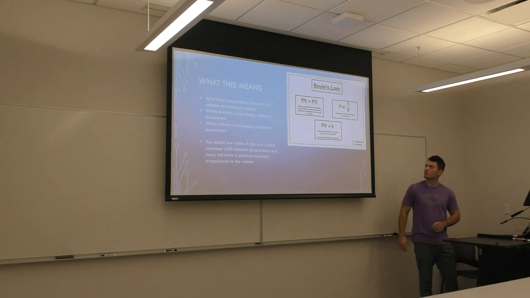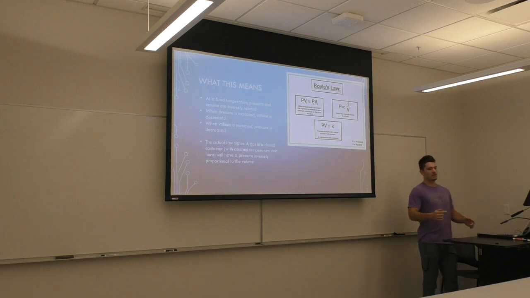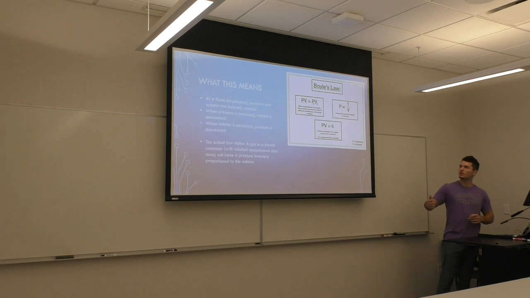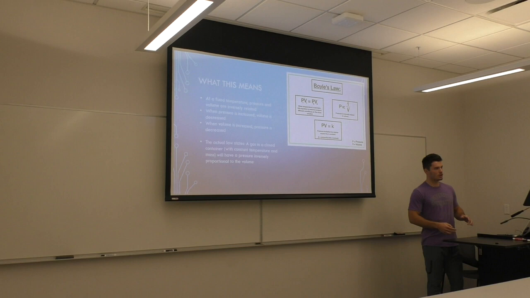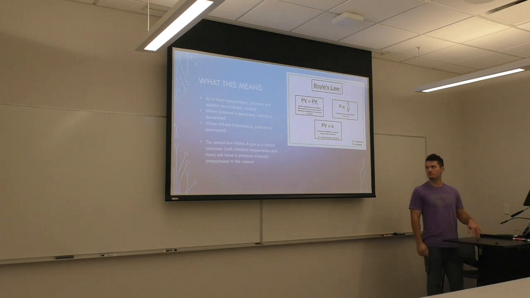So what this means: it's easy to think pressure times volume equals a constant, but what it really means is that pressure and volume are inversely related. As pressure goes up, volume goes down, and as volume goes up, pressure goes down. Or, as you can see, P1 times V1 equals P2 times V2. The actual law as it was formalized states that a gas in a closed container with constant temperature and mass will have a pressure inversely proportional to volume. So the condition is that the mass and the temperature stay the same, so they're constant.